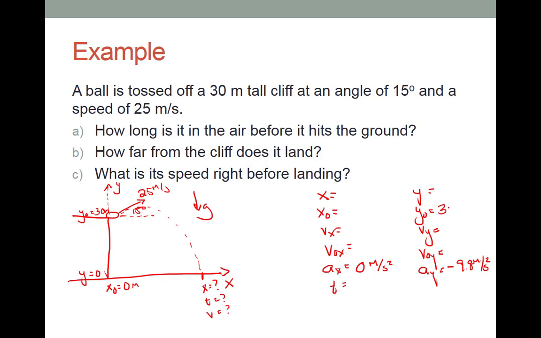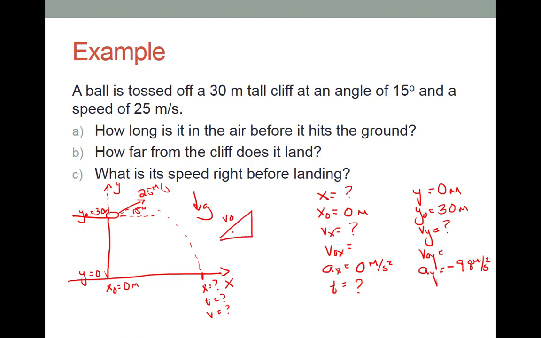Initial vertical position is 30 meters. Final vertical position is 0 meters. Initial horizontal position is 0 meters. Final horizontal position is one of the things we want to know. Time is one of the things we want to know. Vx and Vy are things we want to know. V naught x and V naught y, we don't know at this point, but we have the information to find them. And to find them, I'm going to draw myself a pretty little triangle.